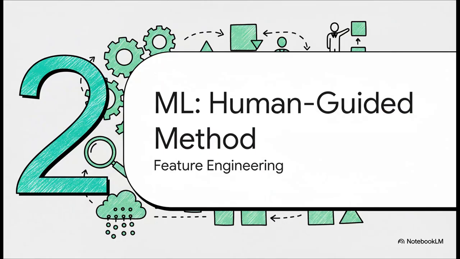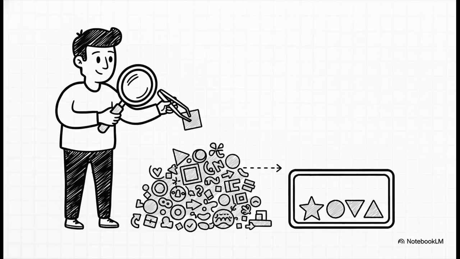So let's first look at how traditional machine learning, or ML, handles this problem. Its whole approach is basically about human guidance. It's a process that has a name, feature engineering. Yeah, in the classic ML world, the machine is kind of helpless at the start. It doesn't just figure out what's important on its own.